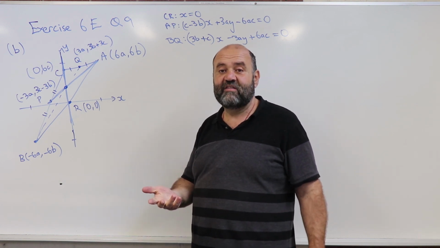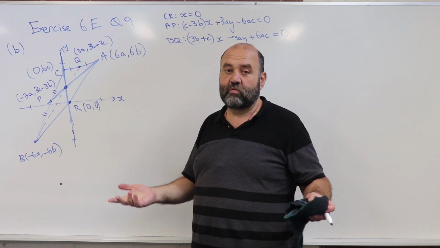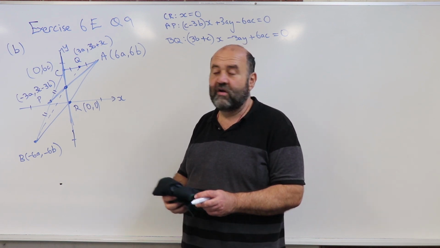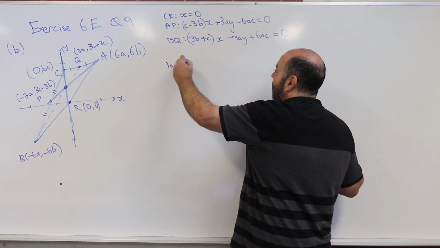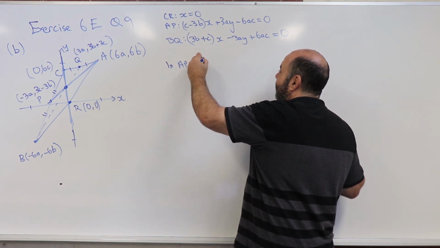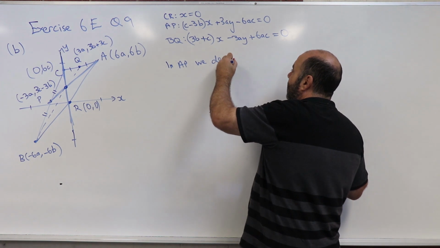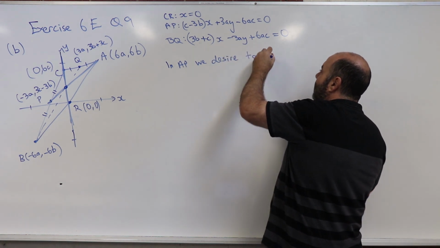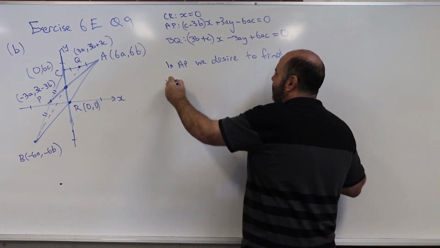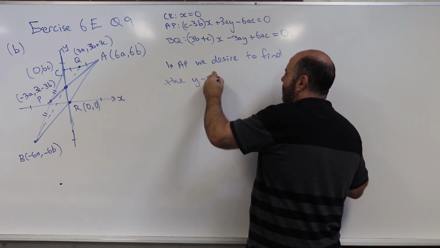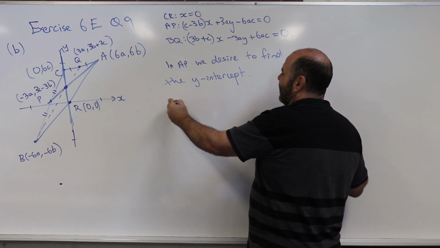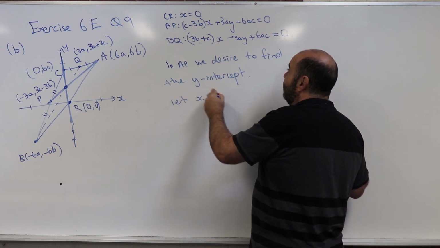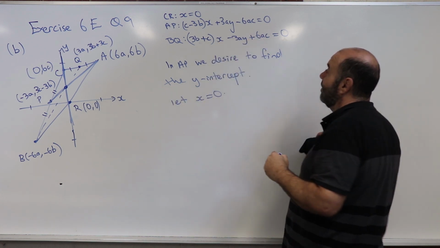How do we find y-intercepts? Well, we find y-intercepts by letting x equal 0. So let's do that. So in AP, we desire to find the y-intercept. Okay, so we're going to let x equal 0 in AP.